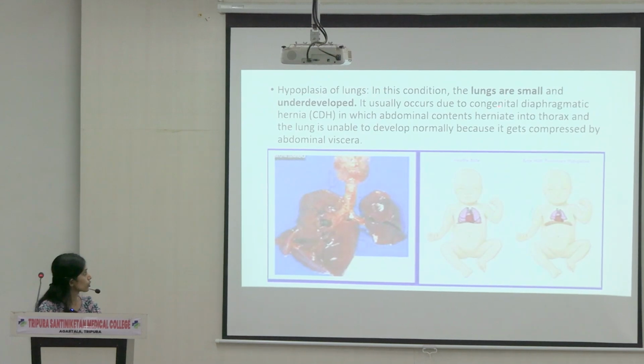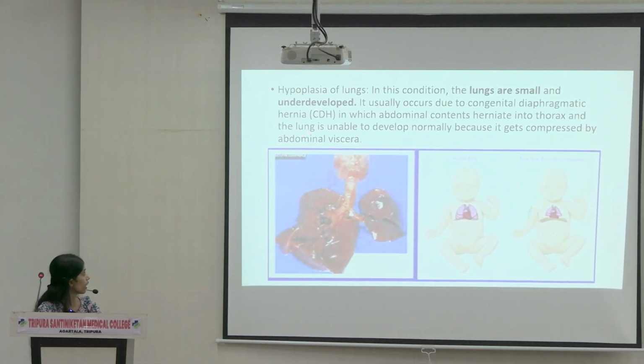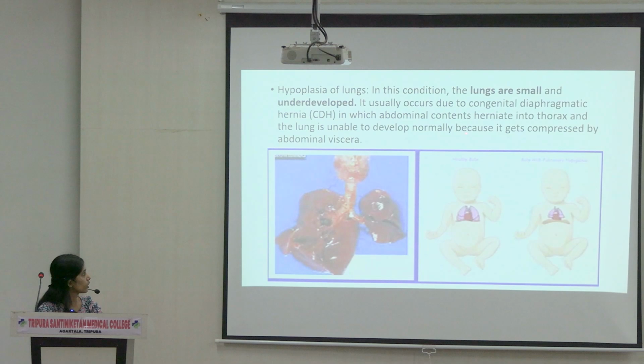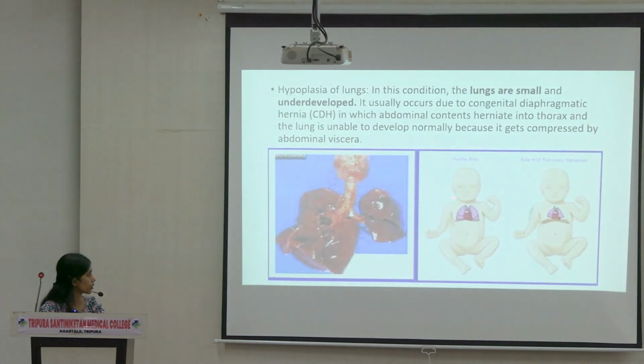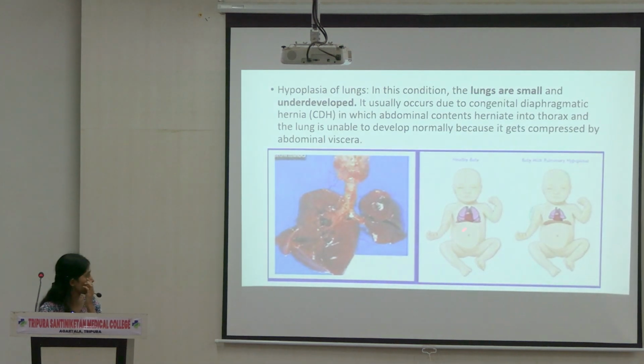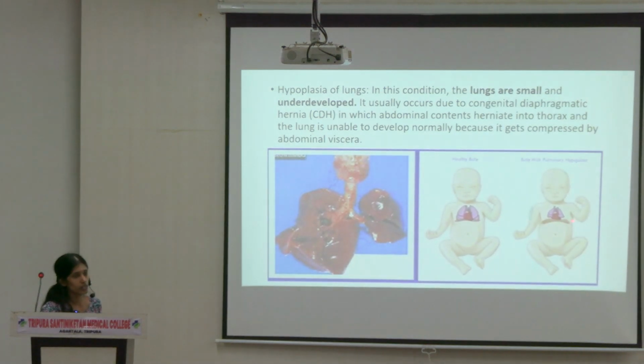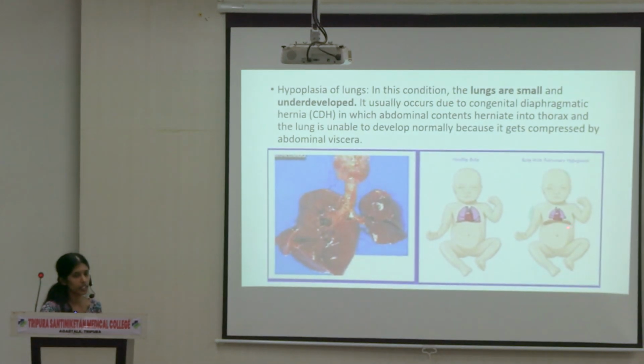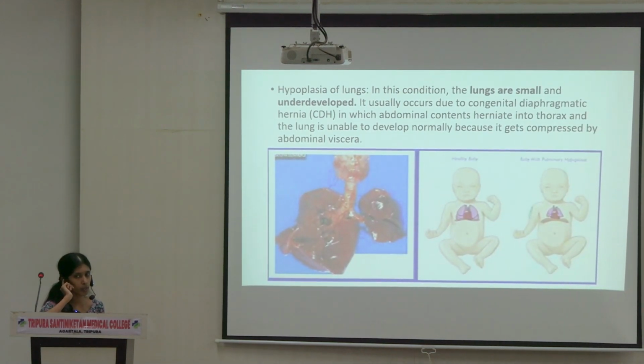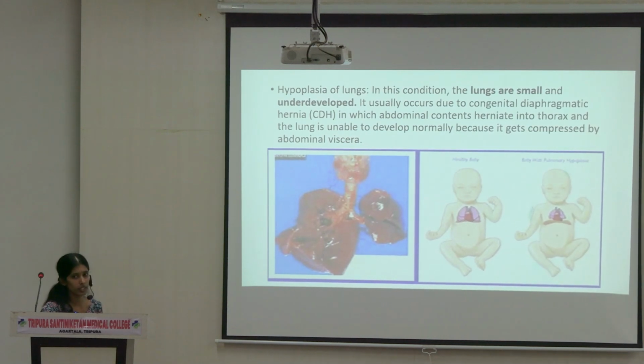It usually occurs due to the congenital diaphragmatic hernia in which abdominal contents herniate into the thorax region, and the lung is unable to develop normally because it gets compressed by the abdominal viscera. Here in the picture you can see both the normal condition and the condition where your lung is underdeveloped and also smaller in size. Find out what is the embryological basis for the diaphragmatic hernia and common causes.